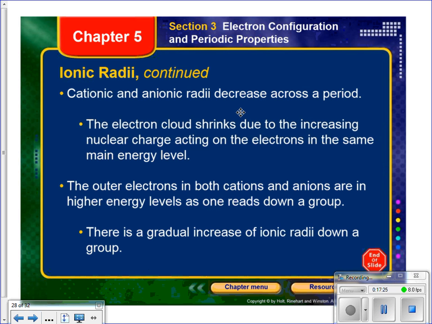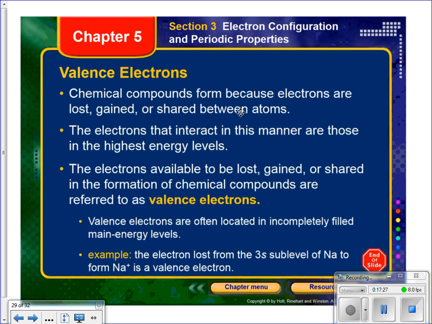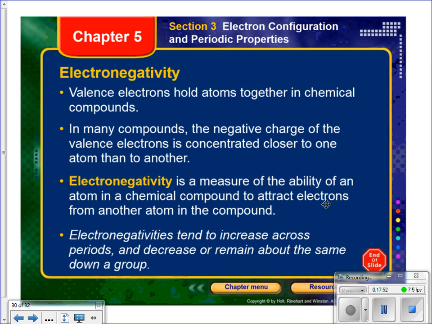I've already talked about the radius. Valence electrons. This is probably a term that's familiar to you. Valence electrons are the number of electrons on that outermost ring of an atom. So we're looking at how many electrons are on that last row. If you look at a noble gas electron configuration, if you add up your exponents, that will tell you the number of valence electrons for that atom.